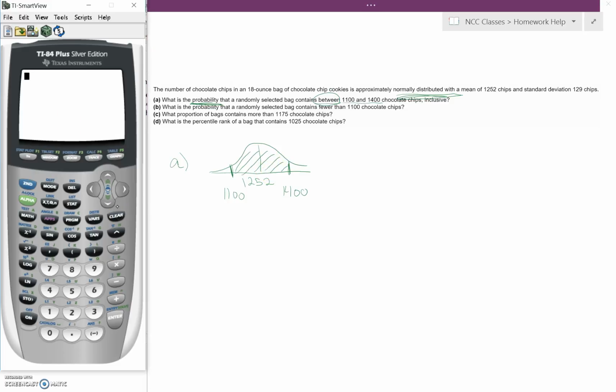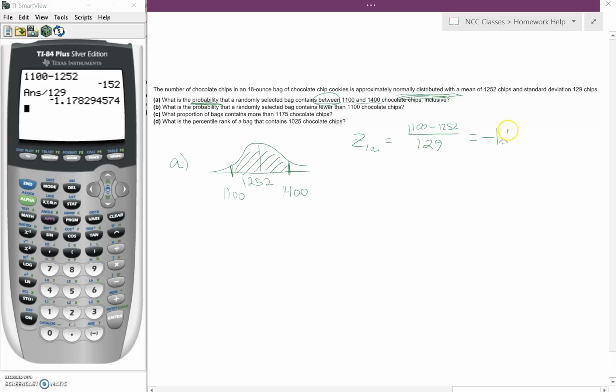So there are two ways of doing this. The first of which would be to find the z-scores for each. So the z-score for the lower value would be equal to 1,100 minus 1,252 divided by 129. And that gives us a z-score of negative 1.178, so 1.18.